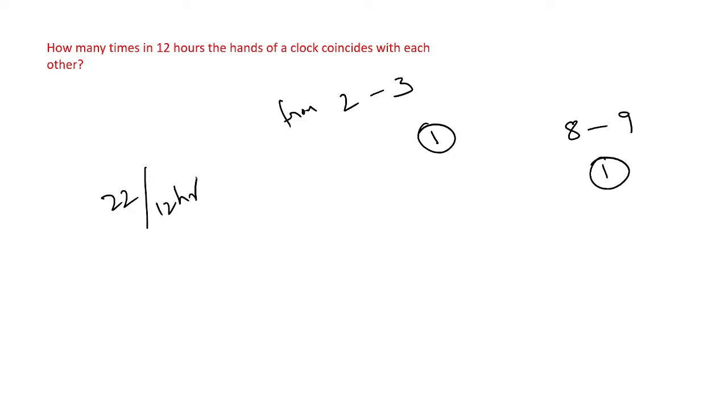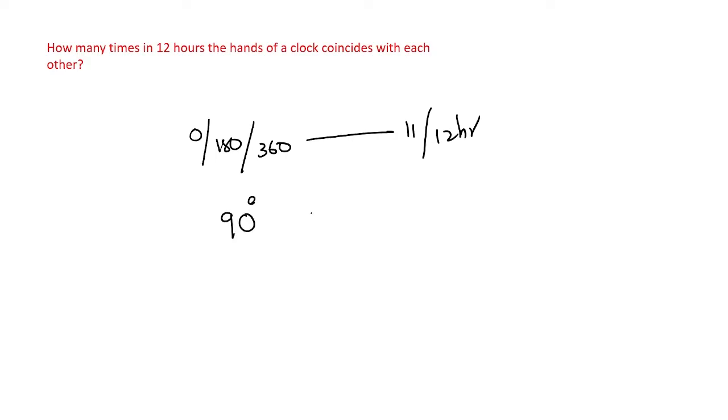Why? Because from 2 o'clock to 3 o'clock, you are going to get only one time. Again, from 8 o'clock to 9 o'clock, you are going to get only one 90. So because of that, you are going to get only 22 90s for every 12 hours. So I will make it simple for you. If somebody asks you how many times you are going to get 0 degrees, that is coincidence, or 180 exactly opposite, or 360 again coincidence, that is simply 11 times for every 12 hours. But if somebody asks you how many times you are going to get 90, that is going to be 22 times for 12 hours.